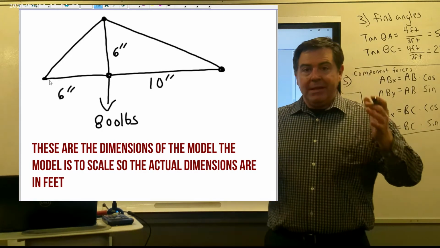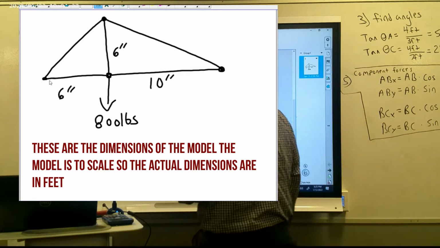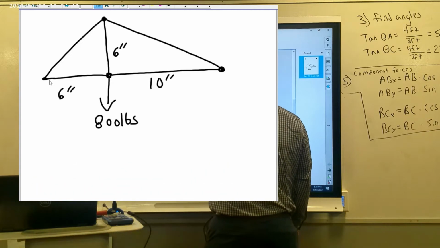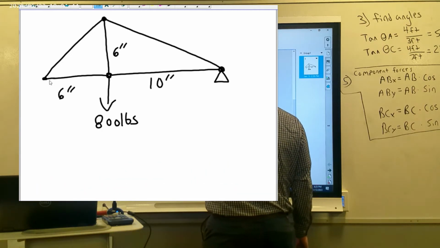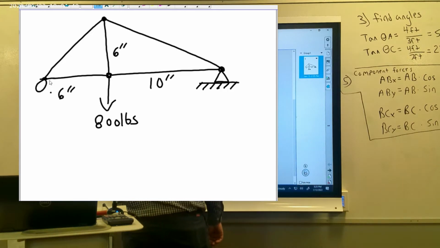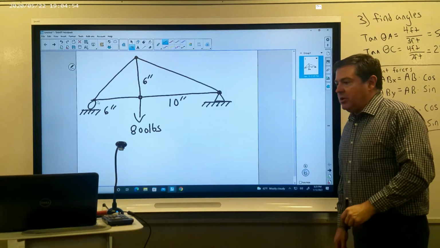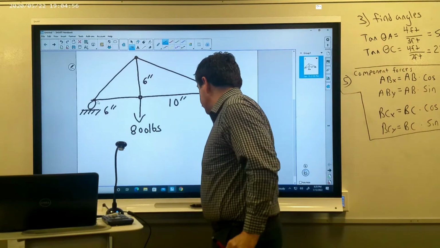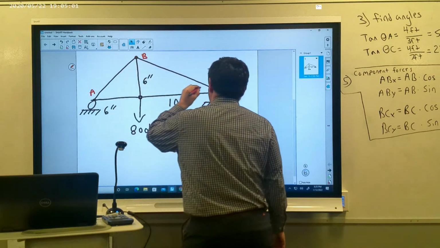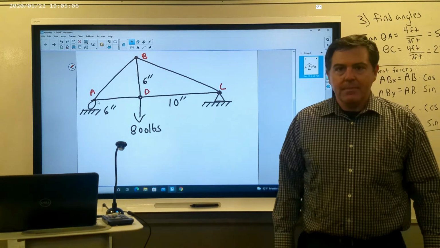Keeping that truss system in static equilibrium are our supports. So at one end, we have a pinned connection, and we draw a pinned connection like this. And at the other end, we have a roller connection. Let's go ahead and label the points of our truss system. So we're going to call this point A, we'll call this point B, we'll call this point C, and we'll call this point D.